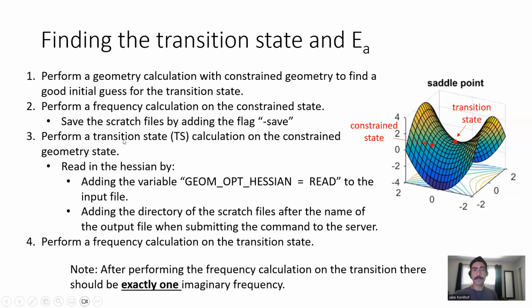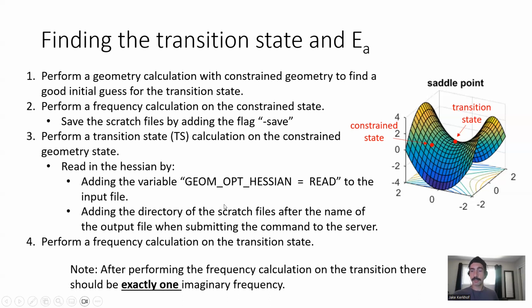So when you perform the transition state optimization calculation, after you do the geometry optimization, you start the transition state optimization from the constrained geometry, and you read in the frequency scratch files. You read in the files by adding this variable to your input file. It's geom opt Hessian equals read. You will also need to, when you're inputting the command into the server, specify the directory of the scratch files. So I'll show you how to do that as well.